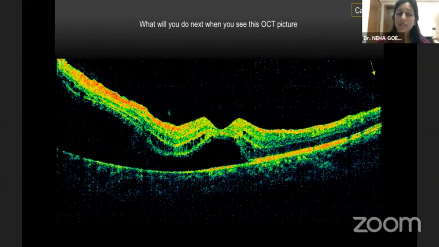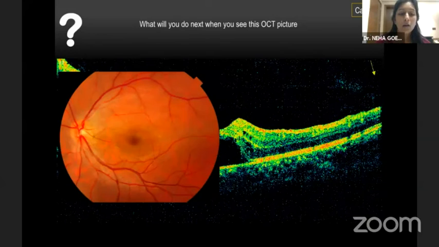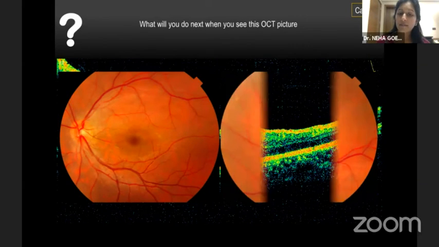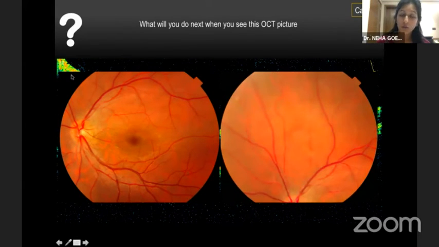Now, this is the last case. What would you do next when you see this OCT picture? You think of a CSC and maybe do FFA. Look at the fundus. Here you see some retinal striae, but always remember to do a distant direct ophthalmoscopy whenever you have an NSD on an OCT whose margin you cannot see.